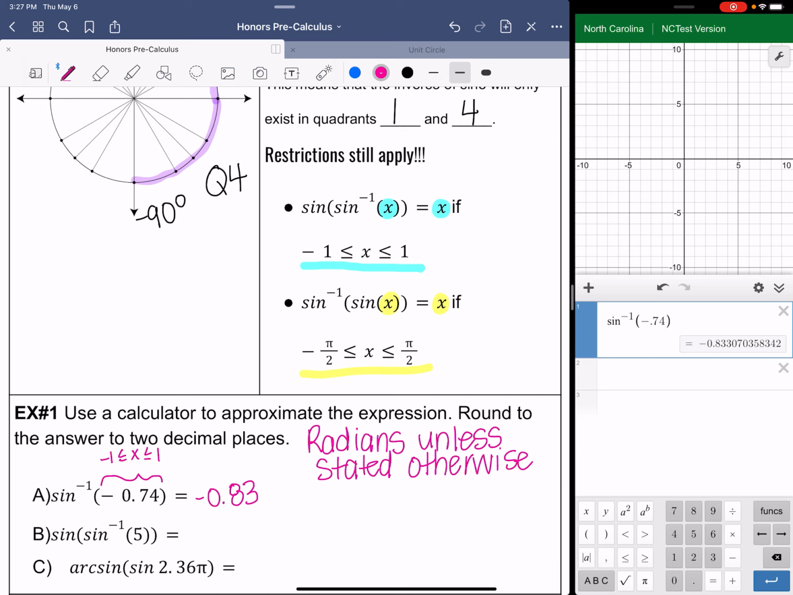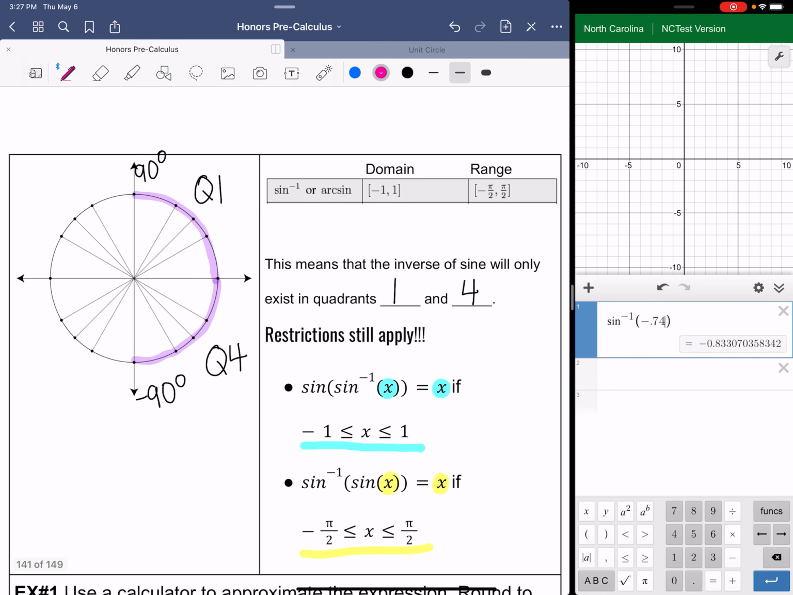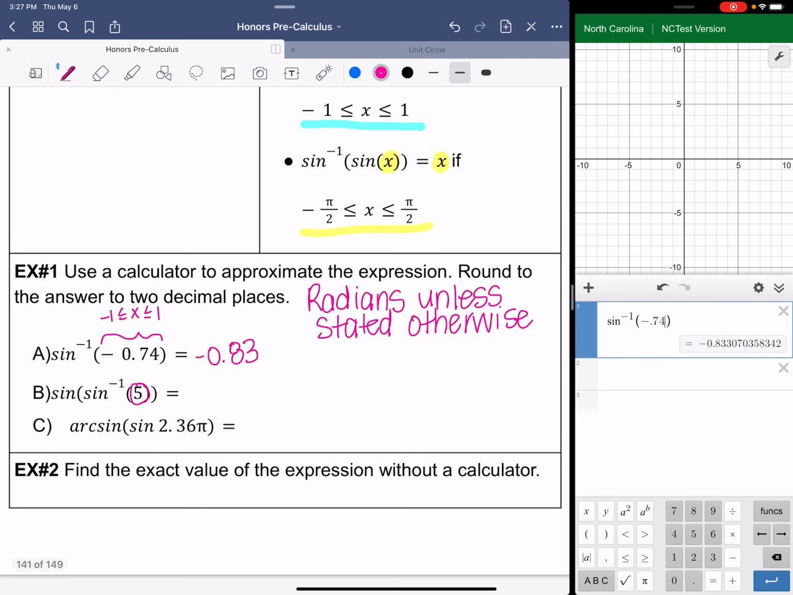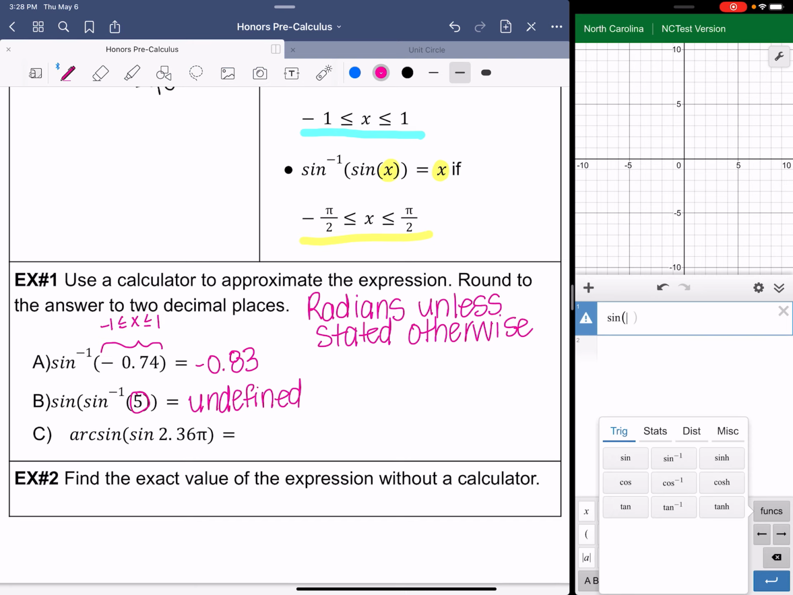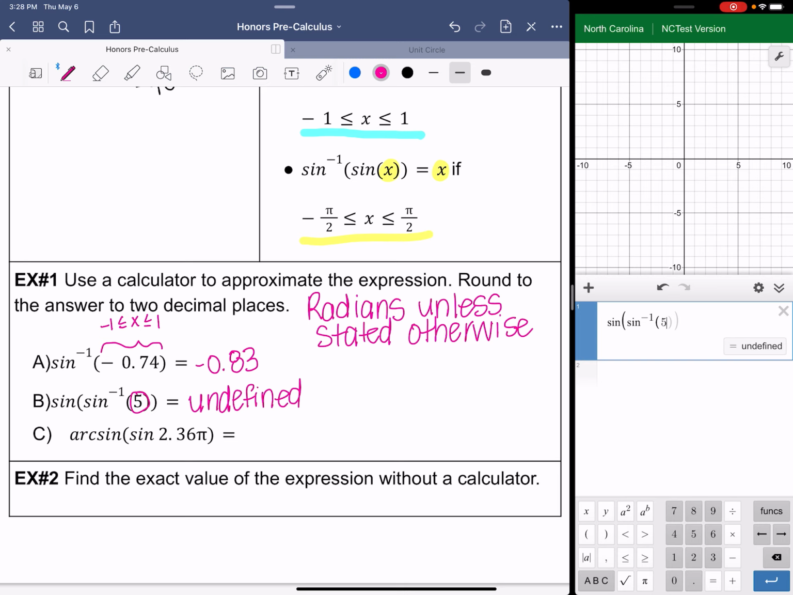Okay. Now, the next one. When I look at this one, here's my value. According to this rule up here, I have sine and sine inverse, and it should equal x. But here's the problem. My x value does not fall between -1 and 1. So it doesn't fall within the restricted domain that we applied. Since it doesn't, it's undefined. And I can prove that by putting it into my Desmos calculator. So I have sine and sine inverse, and I could put in 5, and it's going to tell you it's restricted, or it's undefined, because it doesn't fall within the restriction.